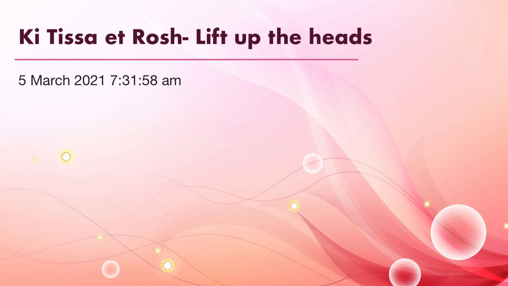When you look at the word ki, it's kaf yod. Yod is the unseen hand of Yahweh, and kaf is the seen or the physical hand. So working together, the unseen hand and the physical hand. Tissa, et is Aleph Taf. That's a symbol of Mashiach.